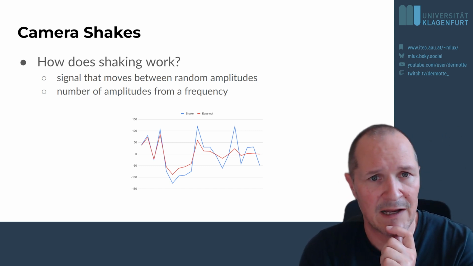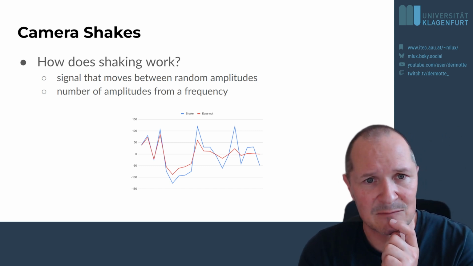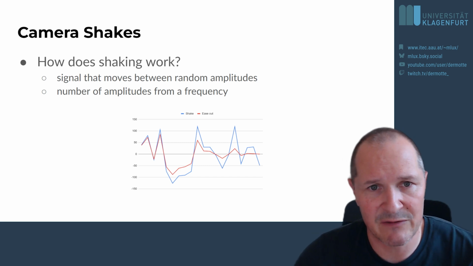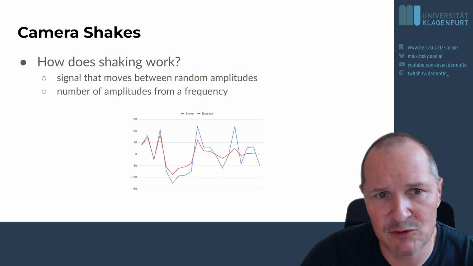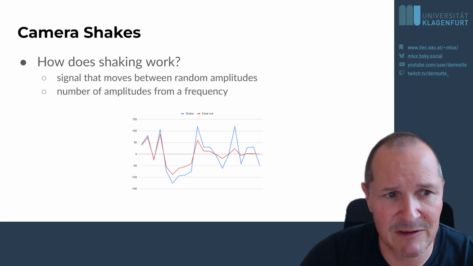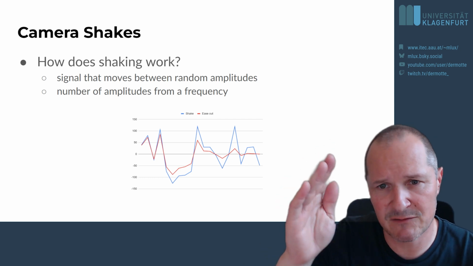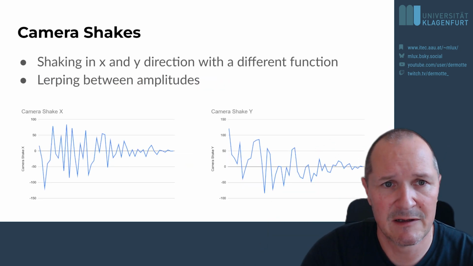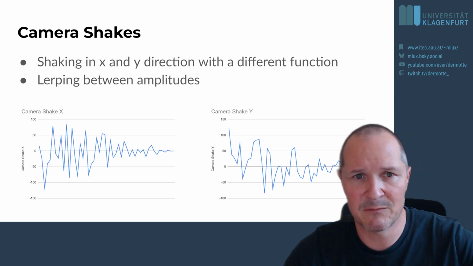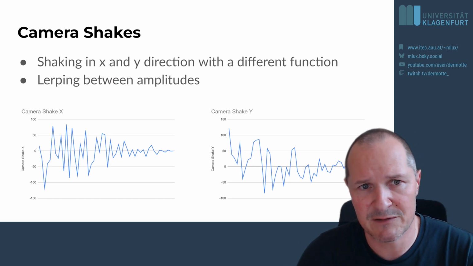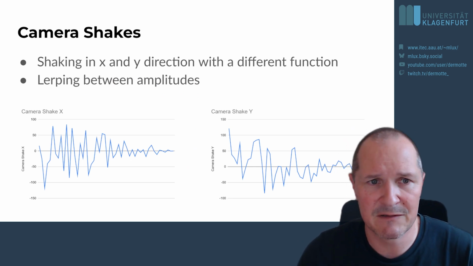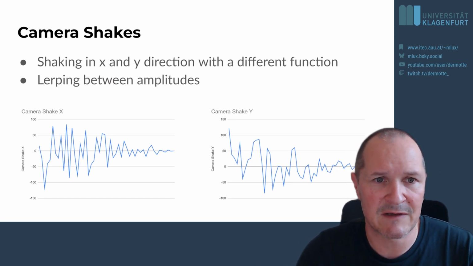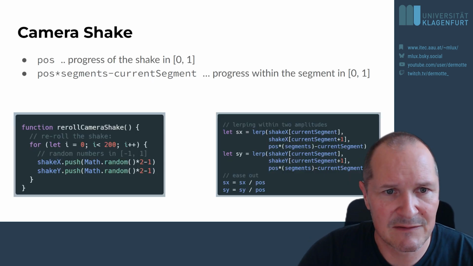So X and Y. And what we need is a number of amplitudes from a frequency. So we want to shake and then ease it out a little bit, because you typically move and then try to move it back to the center. Fast in, slow out, basically. So what we want to do is shake in X and Y direction with different functions. So we have two different amplitudes and then lerp between those amplitudes. So it's not so bad.